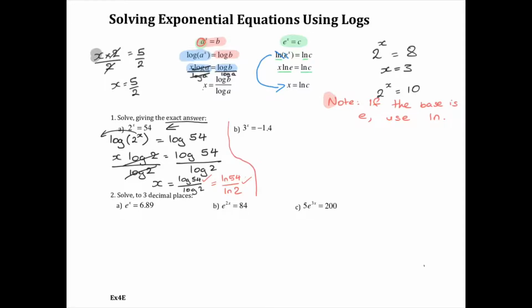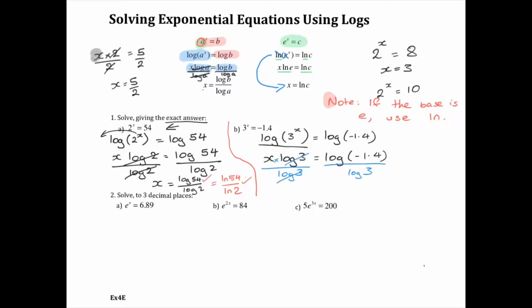Okay, next question. Again, you do the log of both sides. Log of 3 to the x equals log of negative 1.4. On this side, we can move the x to the front. Can't do anything on the other side, so I'm just copying it. Then I need x on my own, so I need to divide both sides by log 3, because remember I'm timesing, and the opposite of times is divide.